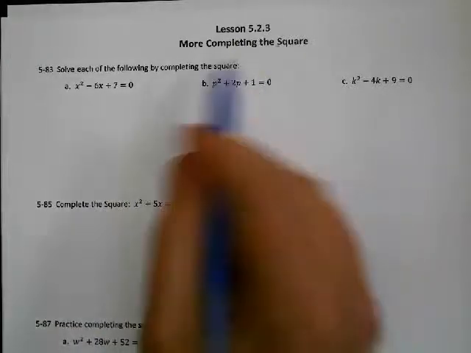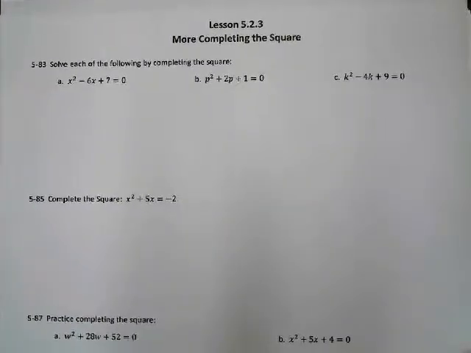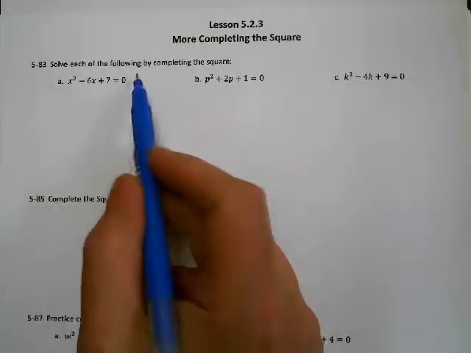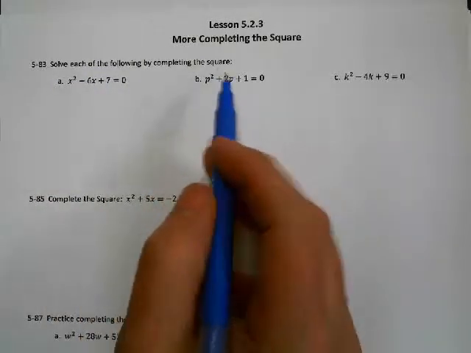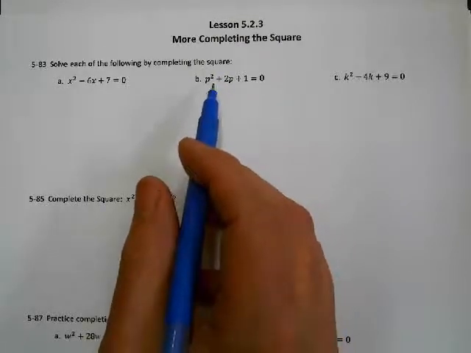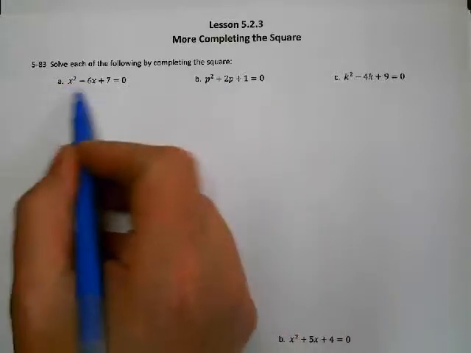We've got lesson 5.2.3, more completing the square. We're going to dig a little bit deeper into completing the square here. So we got 5-83, which says solve each of the following by completing the square. Remember, when we're completing the square, we want to start by isolating the x squared and the x term. So here's my x squared and x term.